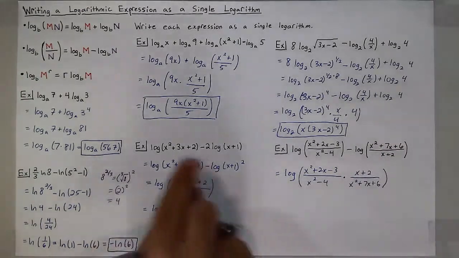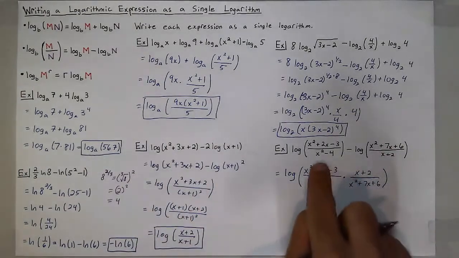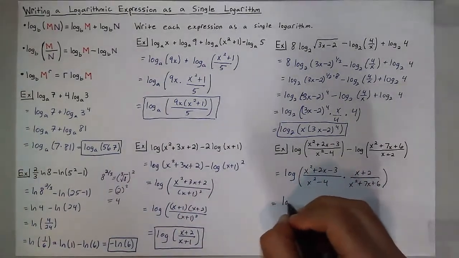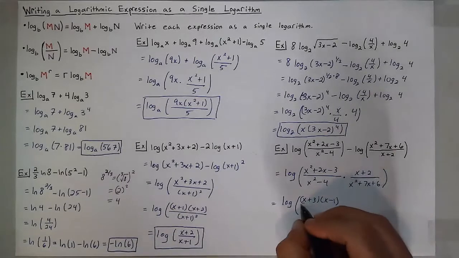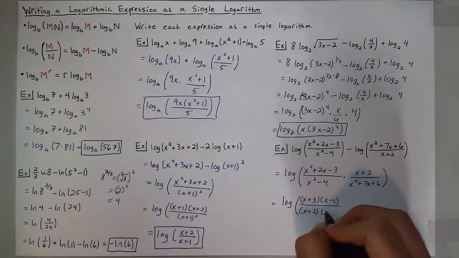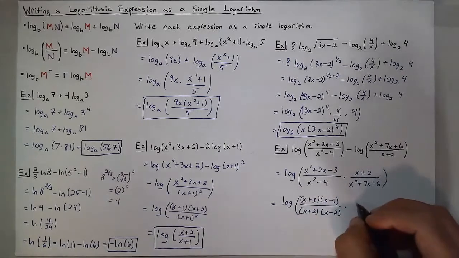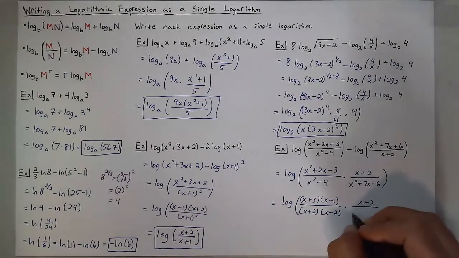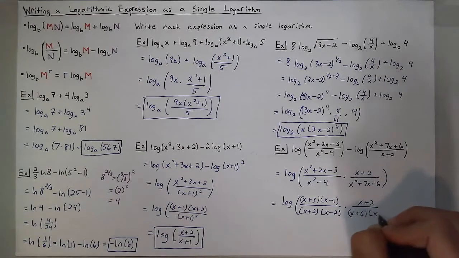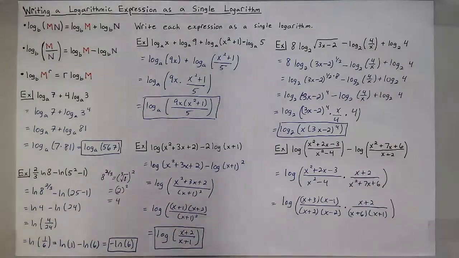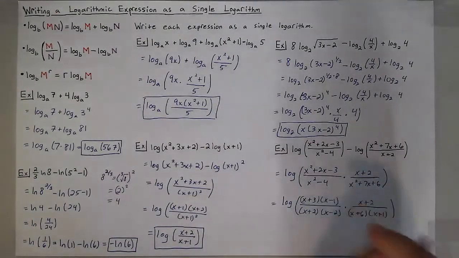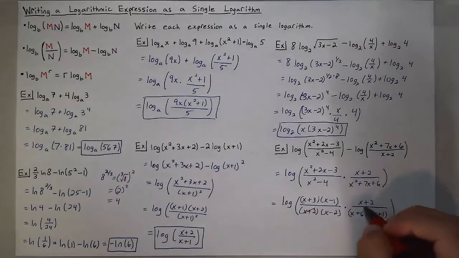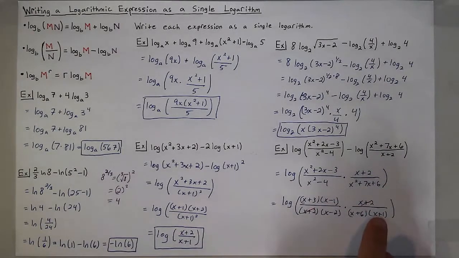And to simplify, very similar to the example I did on the left, I'm going to factor all of my quadratics to give me log of (x plus 3) times (x minus 1) over (x plus 2) times (x minus 2), times (x plus 2) over (x plus 6) times (x plus 1). And we'll see which factors can cancel out. I see here the x plus 2's can cancel, but I don't see any other factors that can cancel, because that's x minus 1 and that's x plus 1.